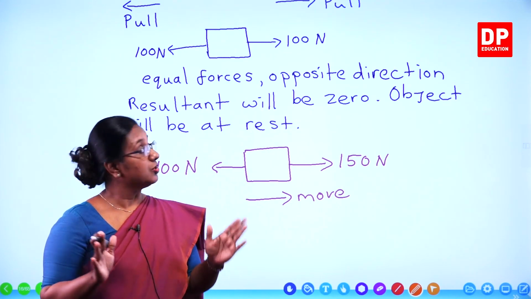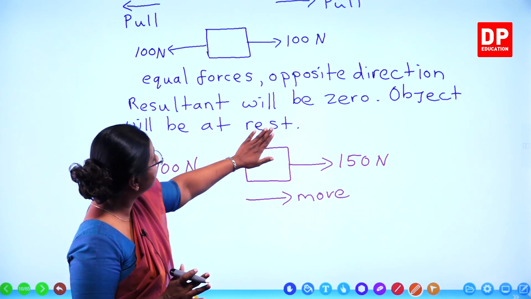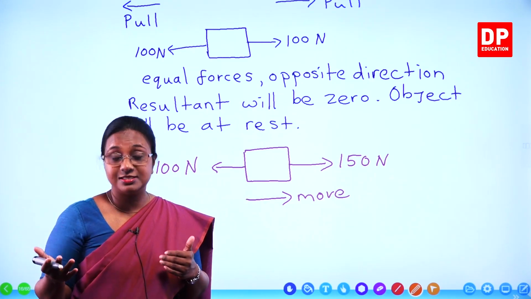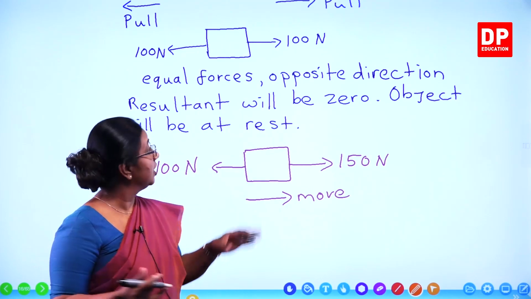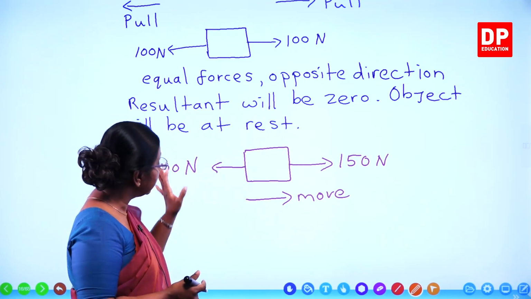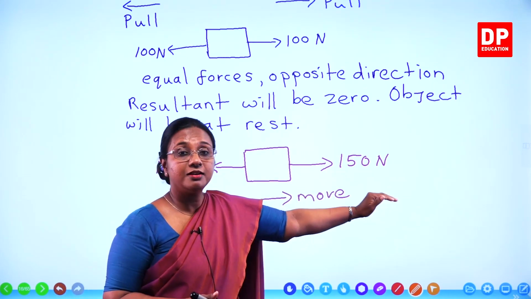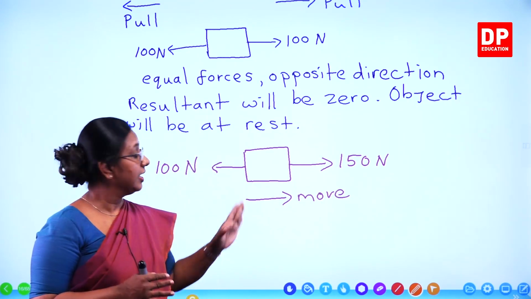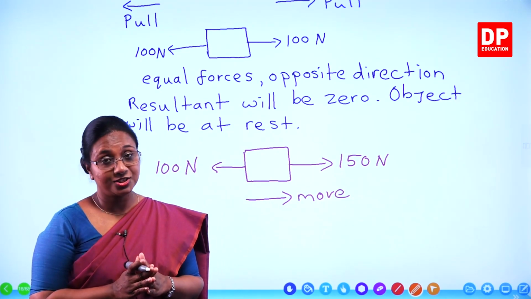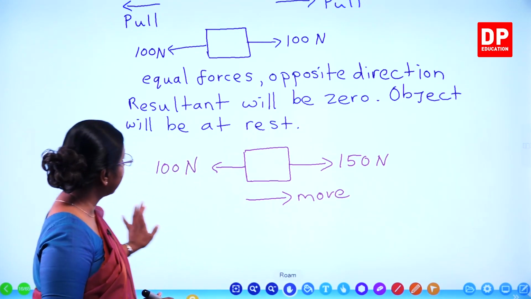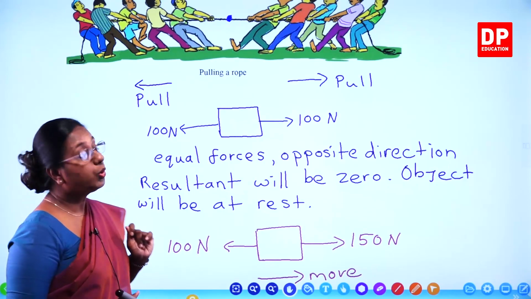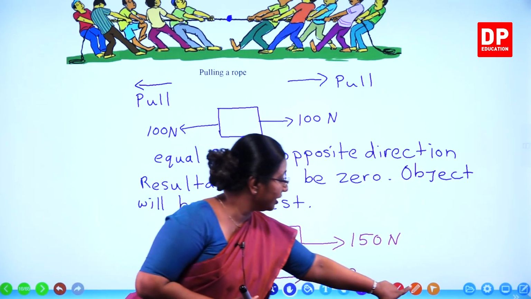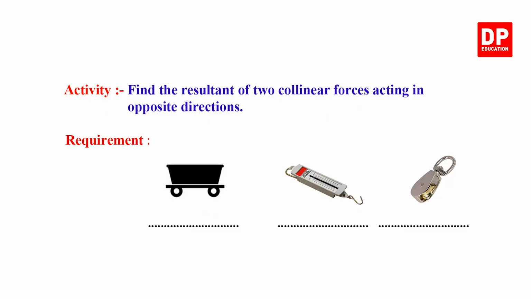Is that okay, students? So when the forces are opposite, the resultant will be 0. The forces will get cancelled off. It will become like a non-existing force or non-utilized force. So therefore, object will not move. Here also, if this is 100 Newton, they will be cancelled off. But here there is an additional 50 Newton. That is why the object moves in this direction. So I am sure you all can understand what collinear forces acting in opposite direction can do. So we will try to understand that further.